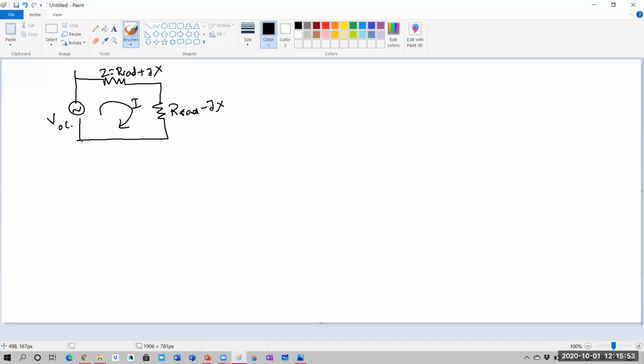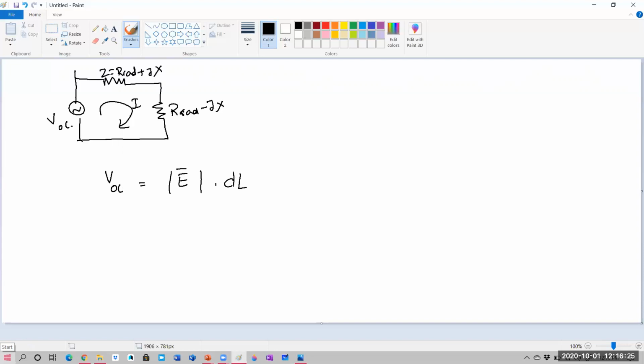Now the voltage induced in this particular antenna is V_OC equal to E into dl, where E is the magnitude of the electric field intensity produced at the receiving point, and dl is the length of the Hertzian dipole.